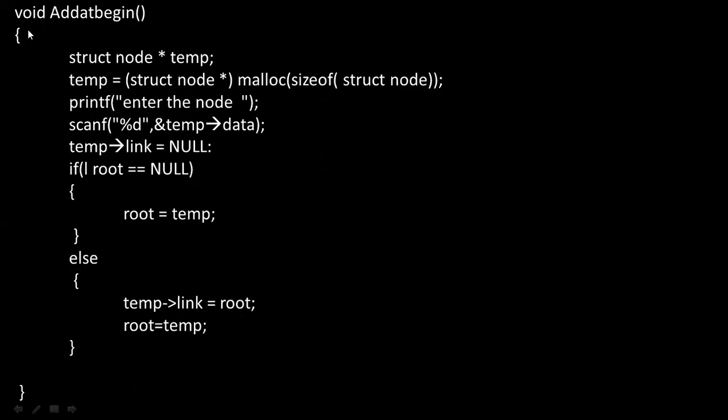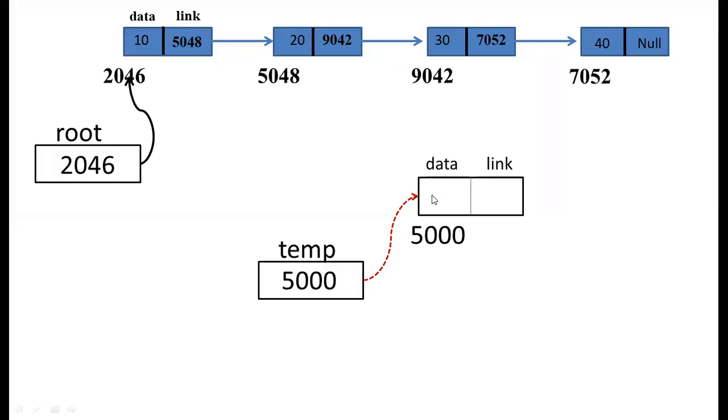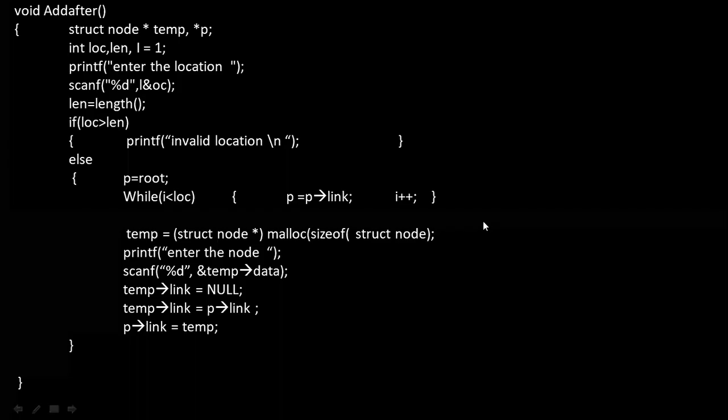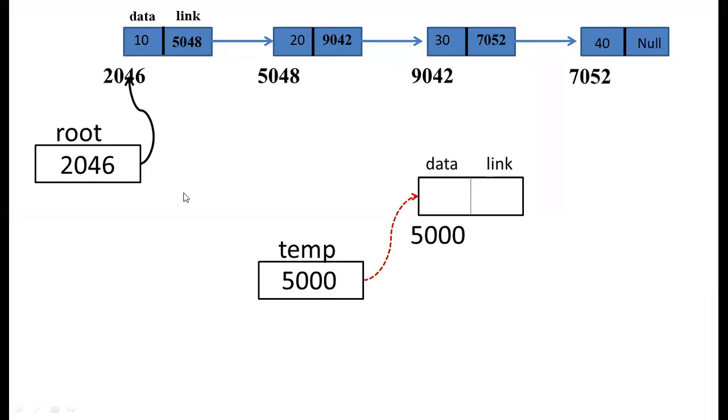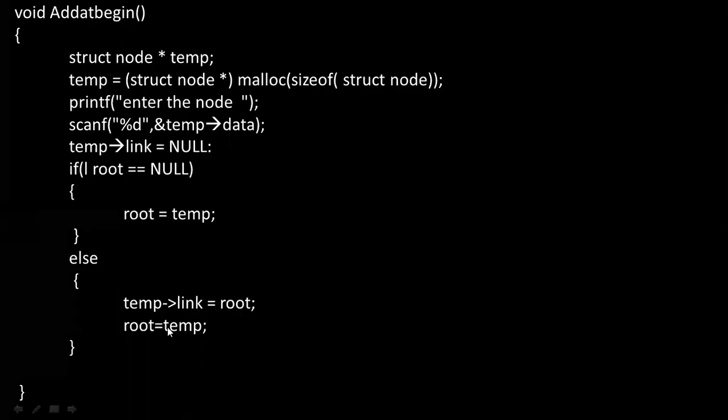Then after that we have taken the value, and the link part we are placing into null. So here the value is being added, and here we are placing the null value, and we are checking whether the root is equal to null or not. In this case the root is not equal to null; the root is equal to 2046. So in this particular case the root value is not equal to null. So what we are doing is temp to link is equal to root.